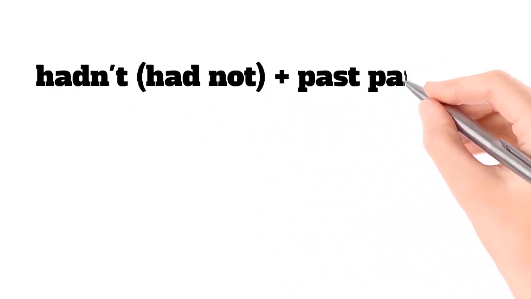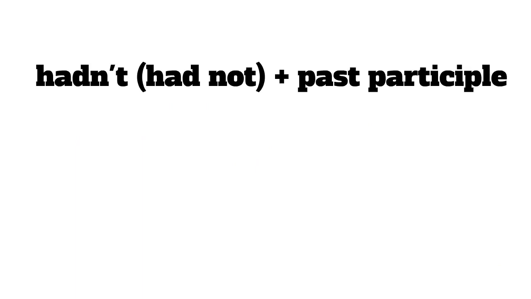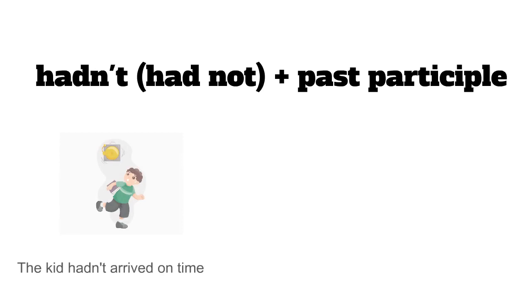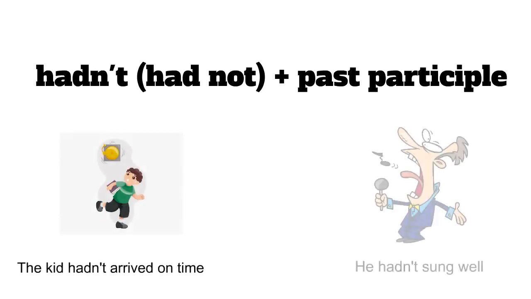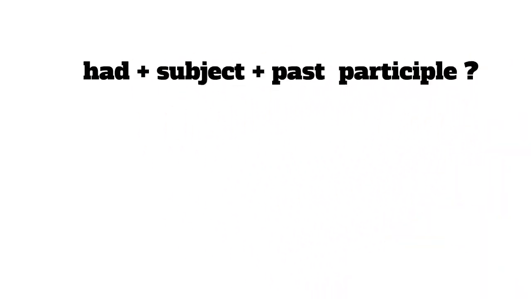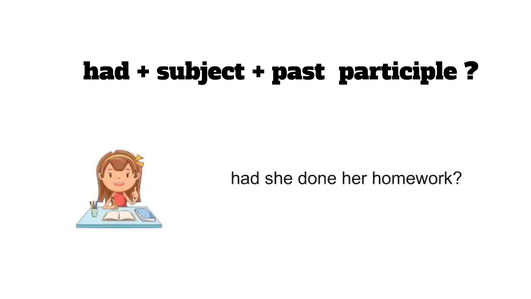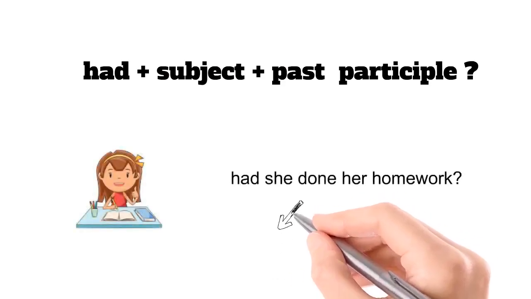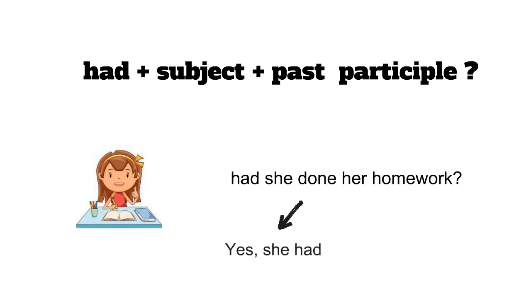Regarding the negative form, we use hadn't, which is had not, for all the subjects, and then the past participle of the main verb. For example, the kid hadn't arrived on time, or he hadn't sung well. When it comes to questions, we change the order and place first the auxiliary verb had, then the subject, and then the past participle. For example, had she done her homework? This question can be answered in an affirmative form, yes, she had, or a negative form, no, she hadn't.